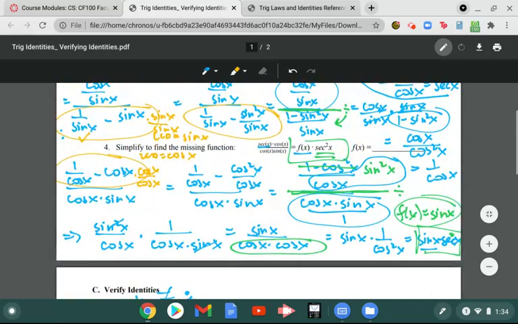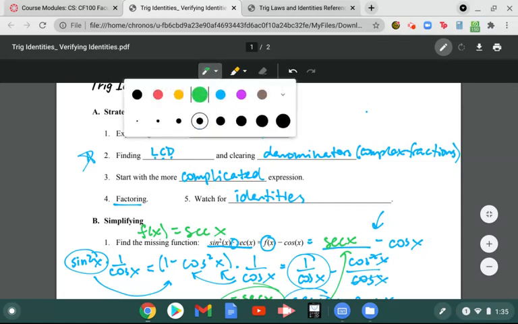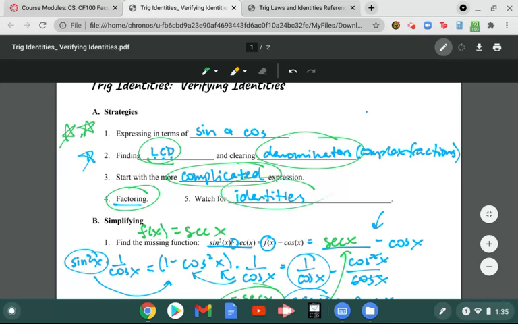If you take a look at our strategy list up above here, we have used all 5 of the strategies here. I would say that the strategy, putting everything in terms of sines and cosines, is probably the most important of our strategies. We did work on LCDs and working with denominators quite a bit. We looked at starting with the more complicated side of the expression when we had 2 expressions that were equal. We factored out a common GCF, and we really did watch for those identities from our identities reference sheet.